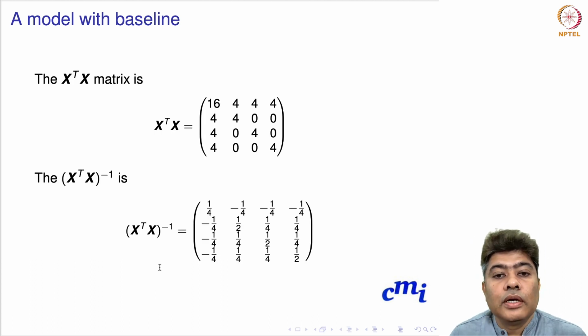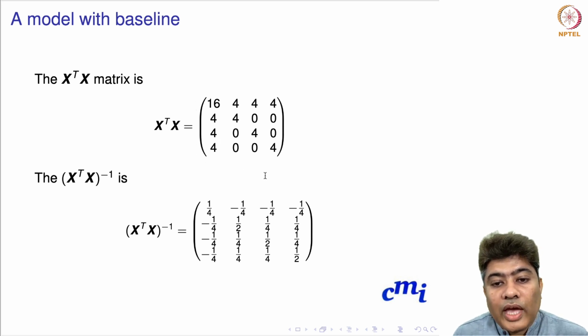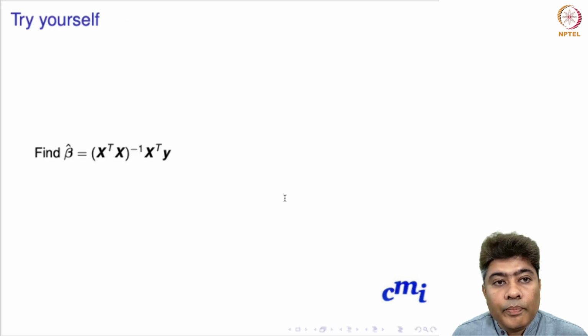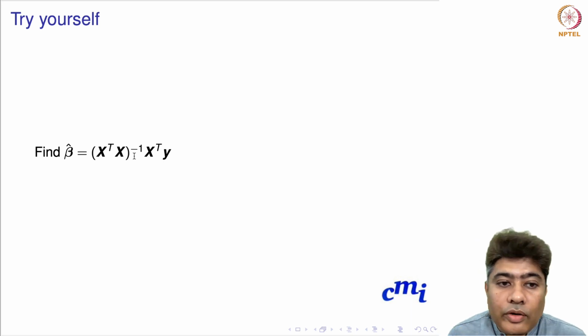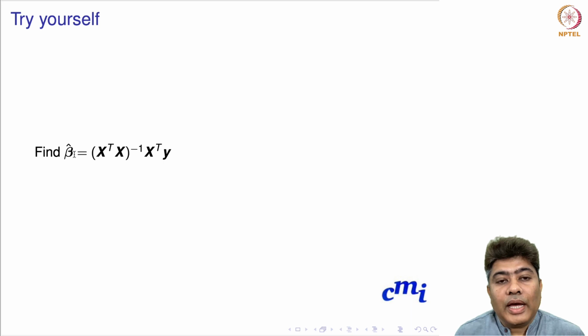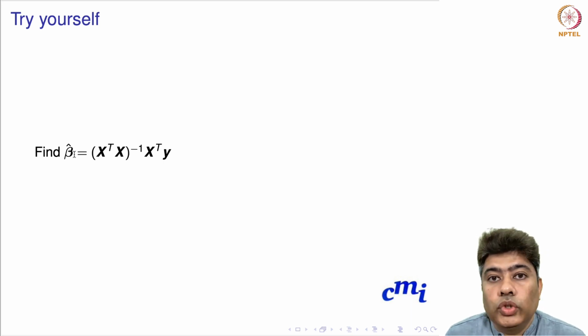This gives us the X transpose X matrix: 16, 4, 4, 4, 4, 4, 0, 0, 4, 0, 4, 0 and 4, 0, 0, 4. And we have a nice X transpose X inverse in this case. Now my request is to try it yourself: solve this and find beta hat by hand. Pause the video, try to solve for beta hat and see if it matches my solution.